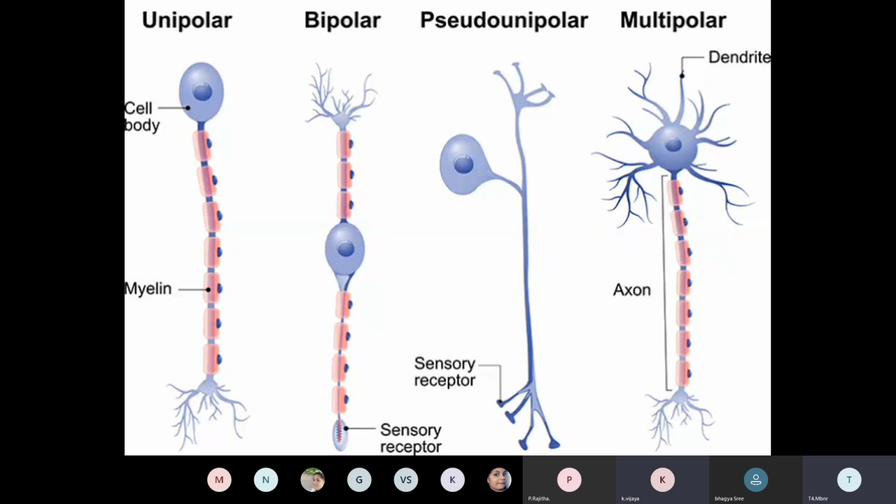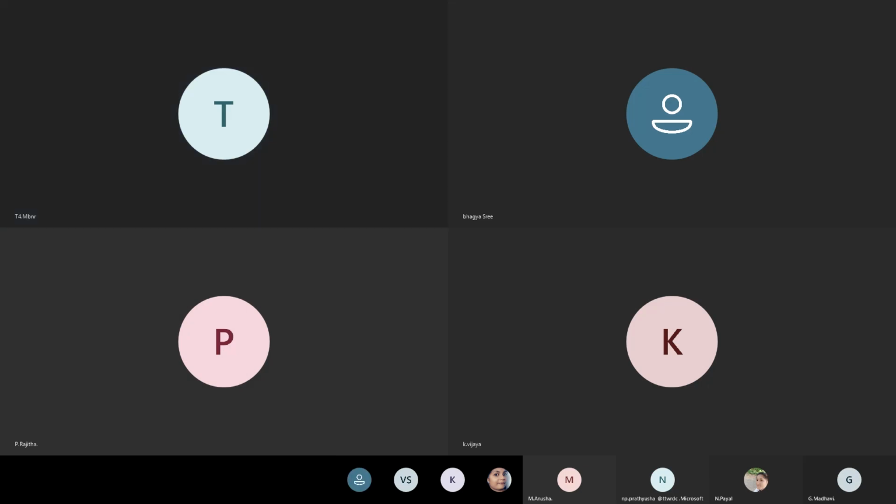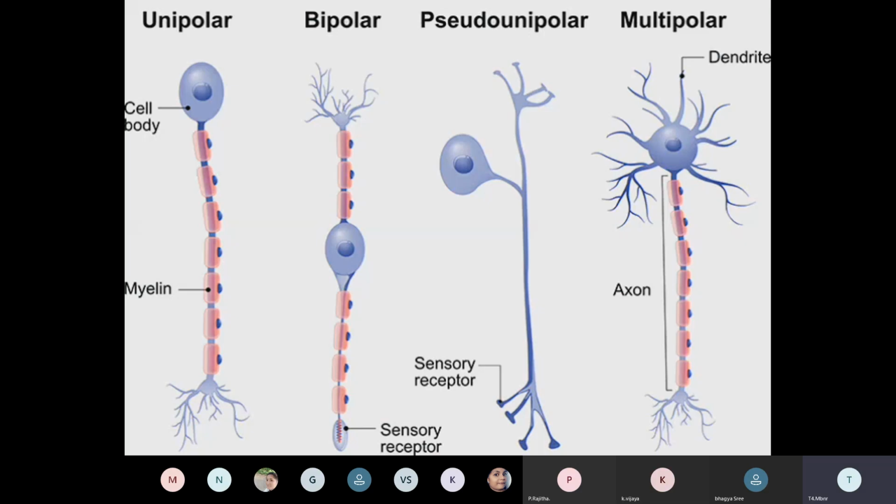Next, bipolar neurons. See here, two poles. In the middle, you are having the cell body. Okay, two ends, it is transmitting the signals. See, means two sides it is transmitting.